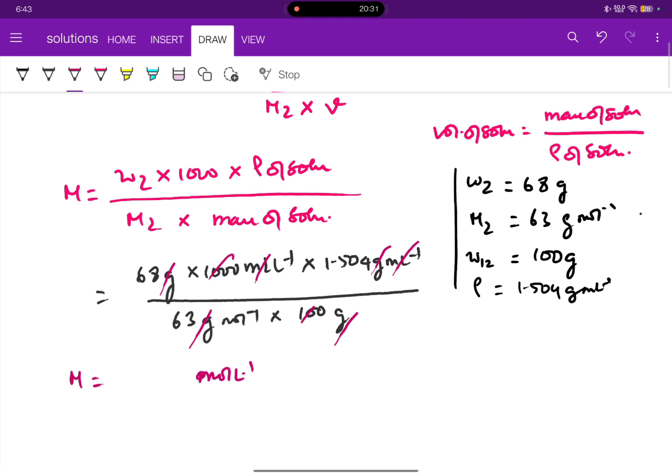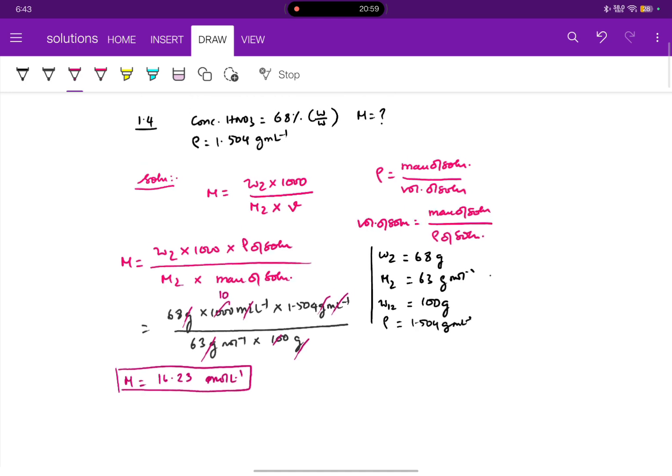So when we calculate, what will be the answer? 68 into 10 into 1.504 divided by, open a bracket, 63. So the answer will come to 16.23 mole per liter. Yes, sir. Copy it down. Okay, 1 minute.